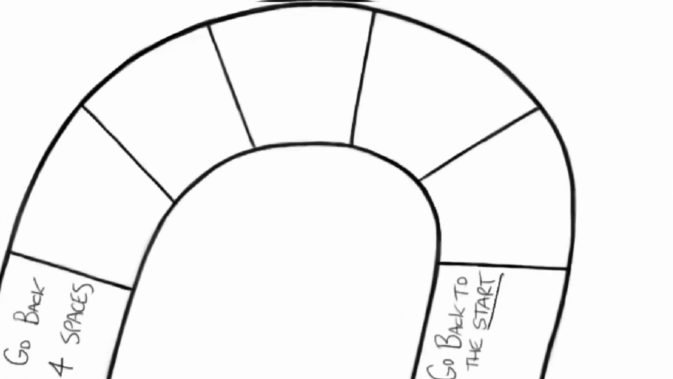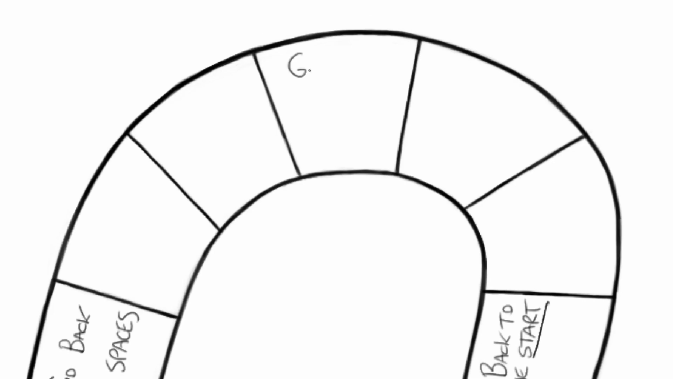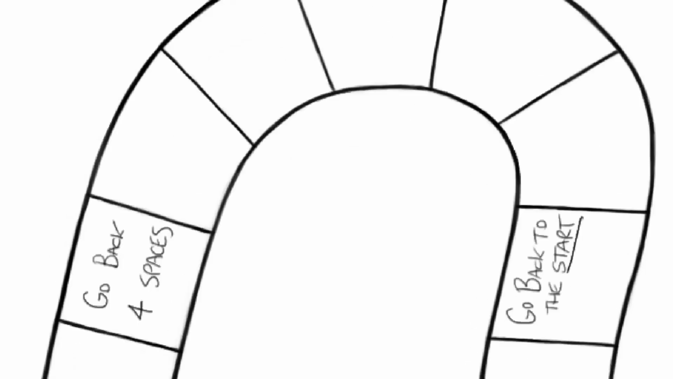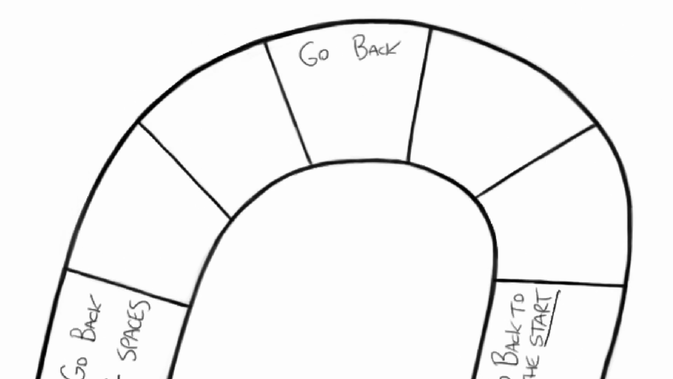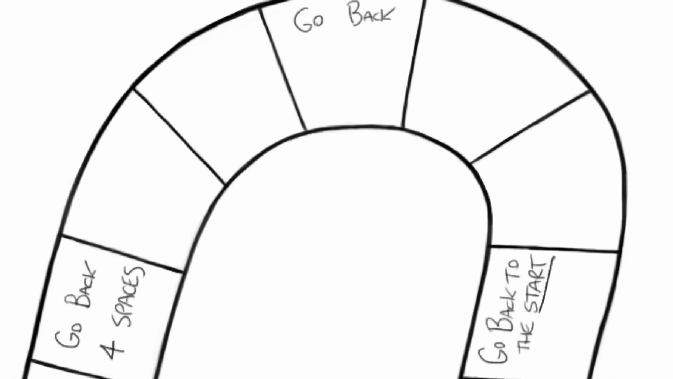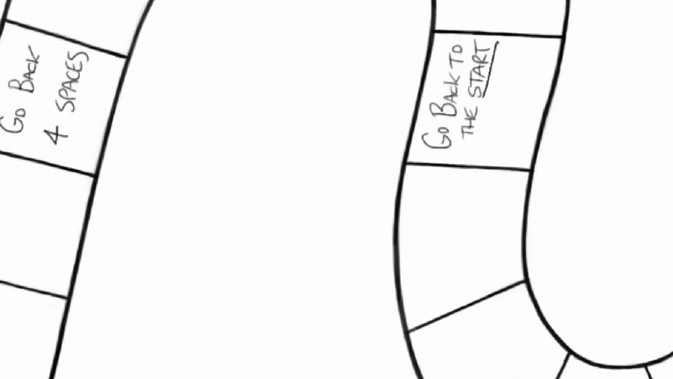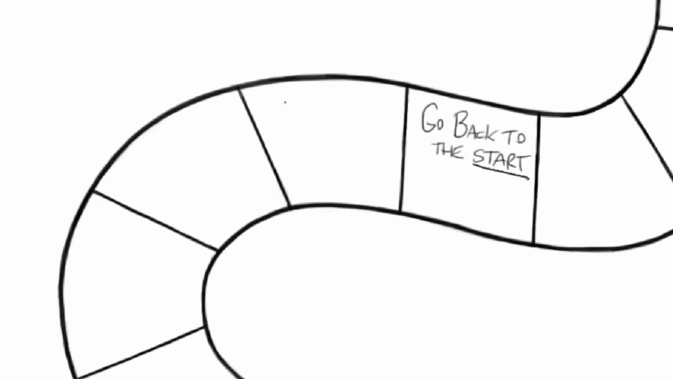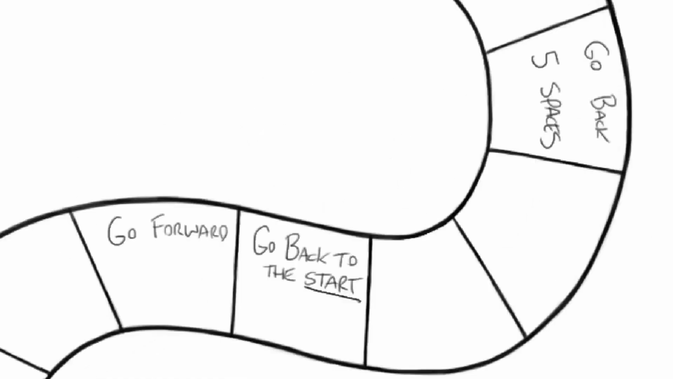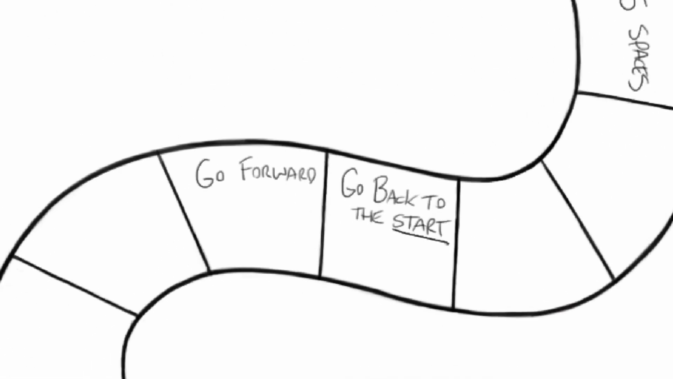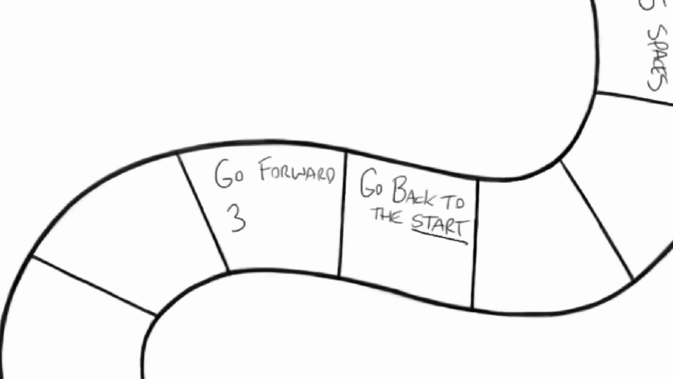Let's rotate this a little bit more so I can do the bend area. Let's do another go back. So go back 5 spaces. And the reason why I'm doing go back spaces towards the end is because the board is very short. It's only a few spaces, so it won't last long. So if I can make the player go back more, extend the game. Let's do a go forward square, so go forward 3 spaces here.